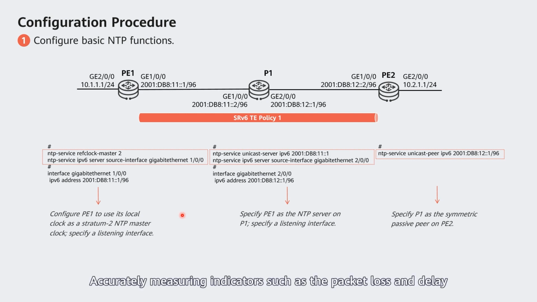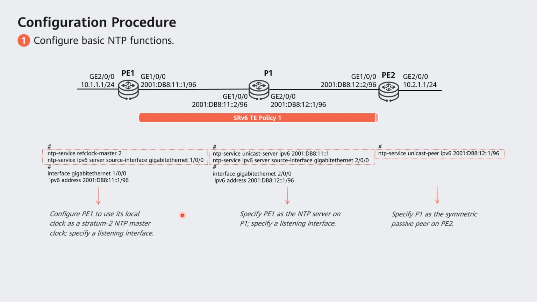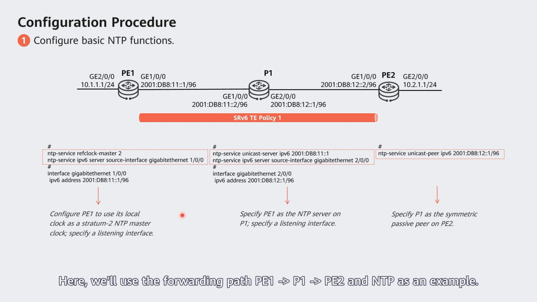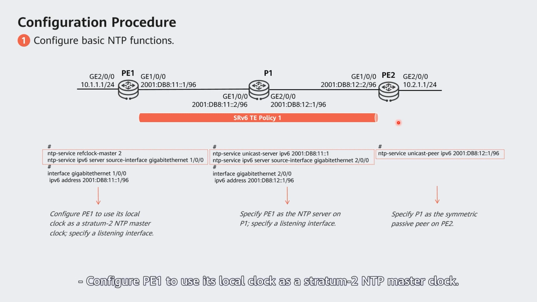Accurately measuring indicators such as the packet loss and delay relies on devices having synchronized clocks. Here, we'll use the forwarding path PE1, P1, PE2, and NTP as an example. Configure PE1 to use its local clock as a Stratum 2 NTP master clock. A smaller stratum value indicates higher clock accuracy. In addition, specify interface 1-0-0 as a listening interface. In this case, PE1 can receive NTP packets from only this interface.